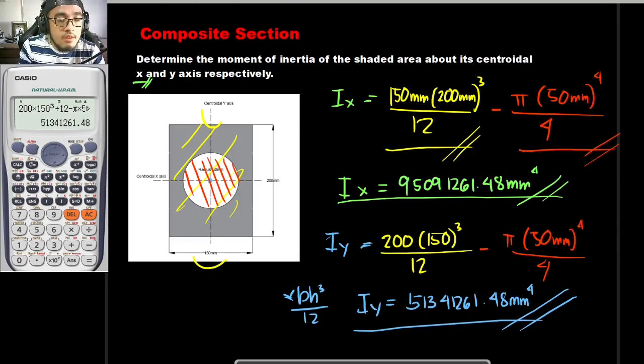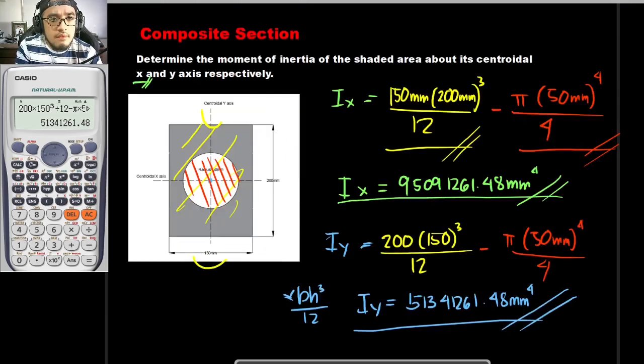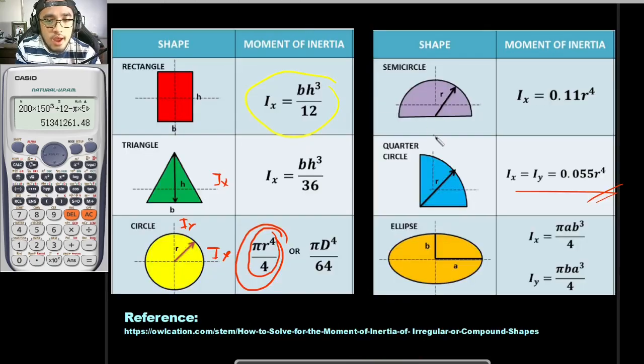But let's have another example, but this time we would be using our transfer formula. In this problem, determine the moment of inertia of the T section shown in the figure about the centroidal axis x sub 0. So this would be your centroidal axis right here. So how can we solve for this? If you can see here, we don't have a formula for T sections.